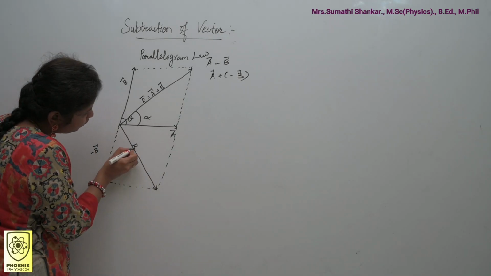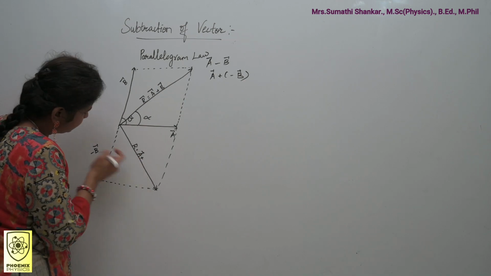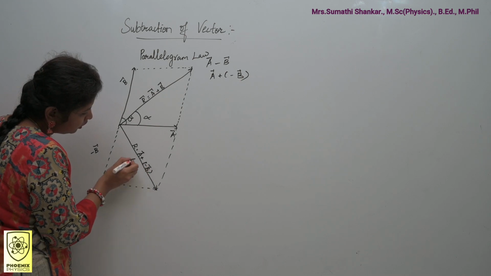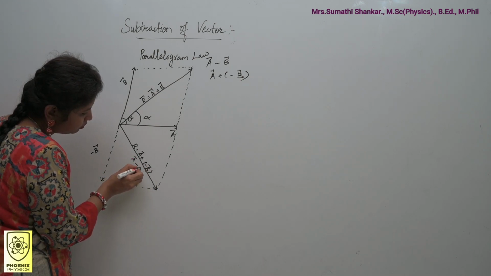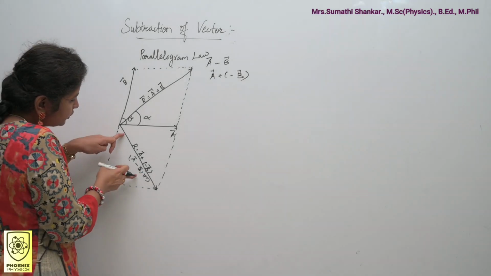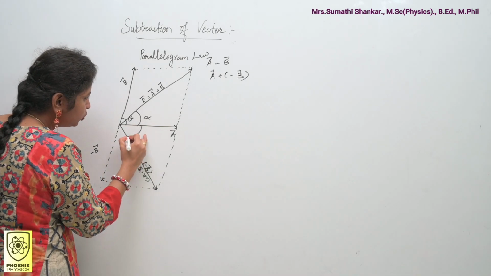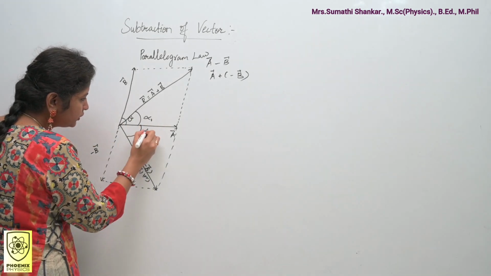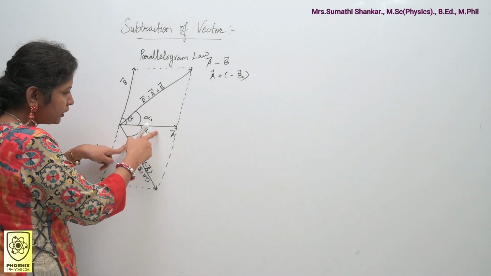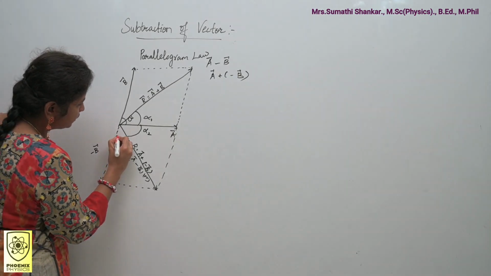Here R is equal to A vector plus minus B vector, or you can write A vector minus B vector. Both are the same. Here this resultant vector makes an angle alpha 2. Say this is alpha 1 and this is alpha 2. This resultant vector makes an angle alpha 2 with this A vector. Then what about this angle?